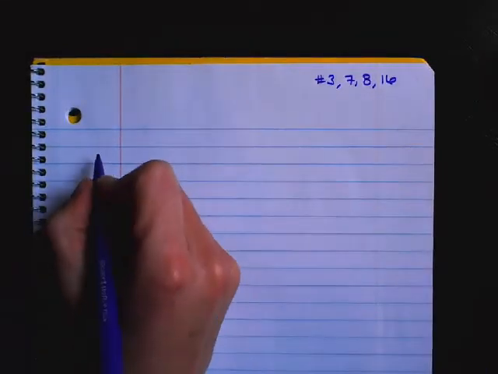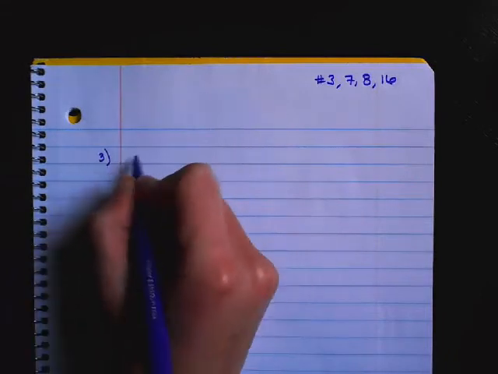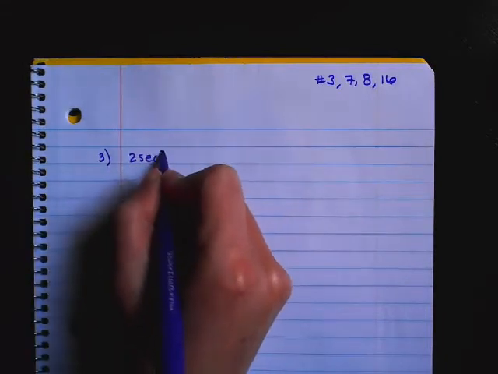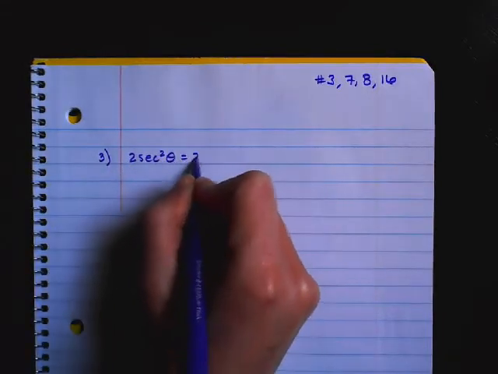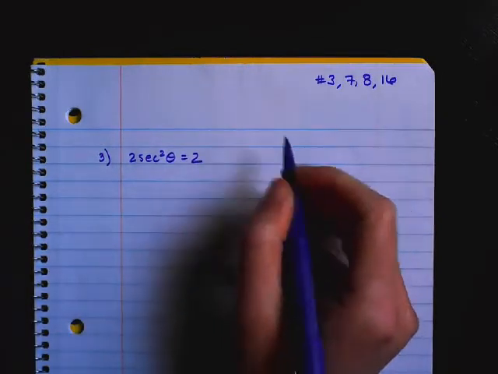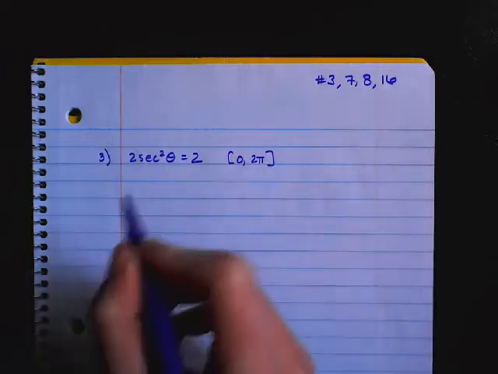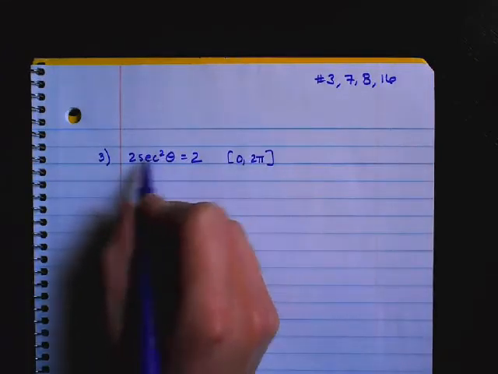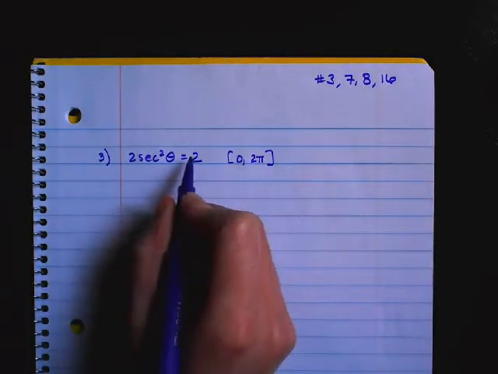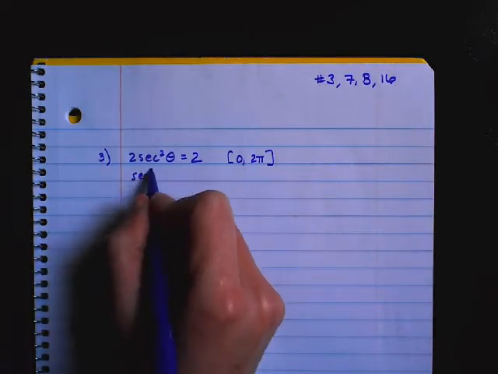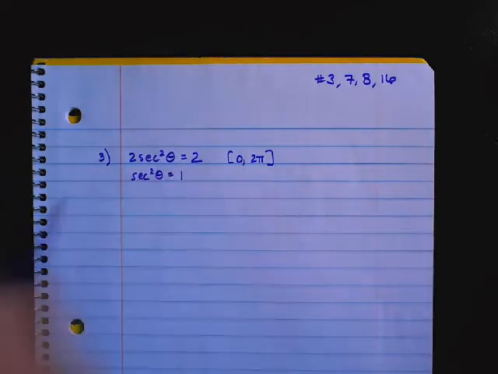The first one was number 3, which was 2 secant squared of theta equals 2. So we're going to solve this for theta on the interval 0 to 2 pi. Okay, so I'm solving for theta. I want to get theta by itself, so I'm going to start by dividing by 2 on both sides. That's going to give me secant squared theta equals 1.